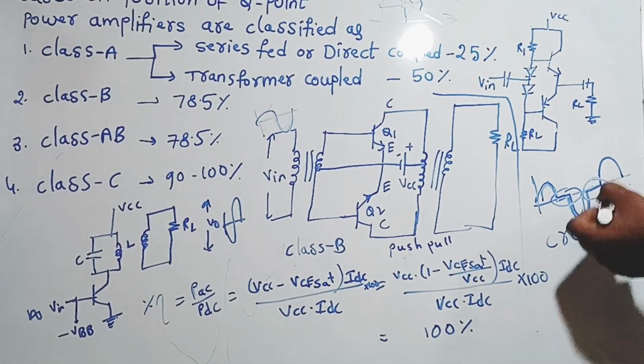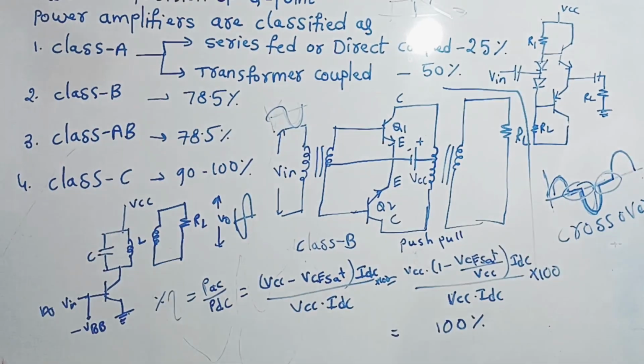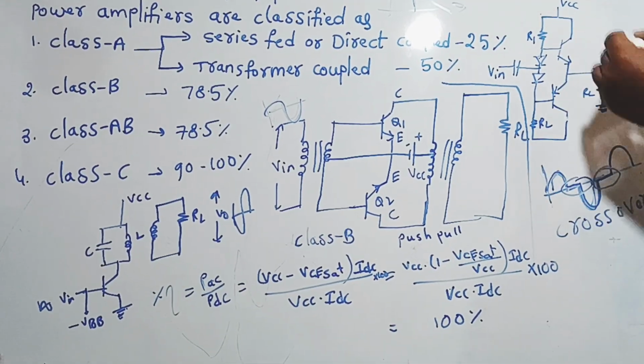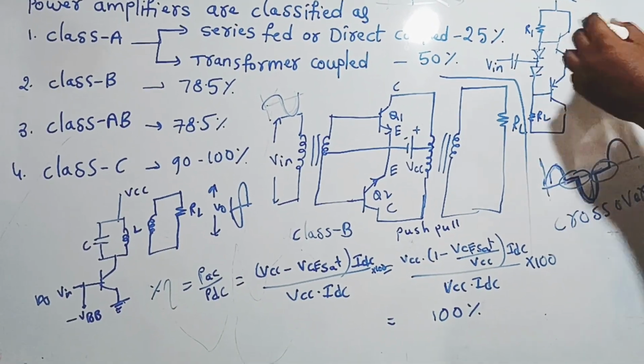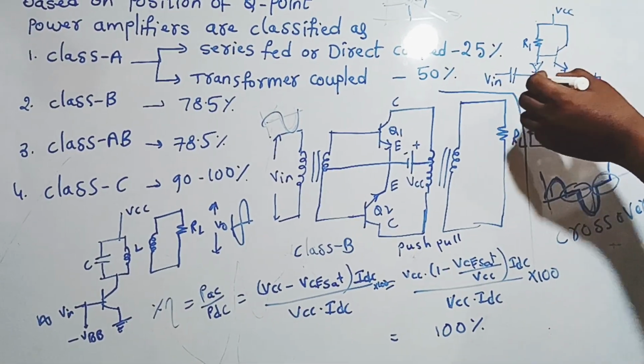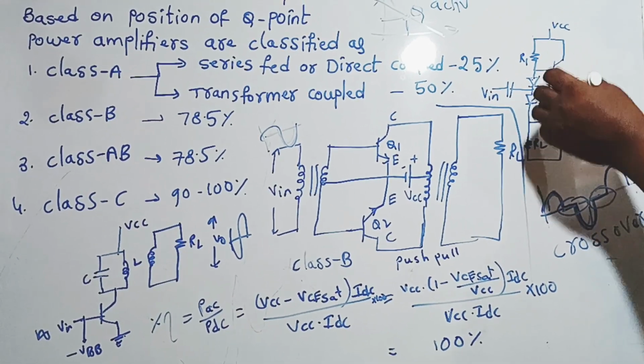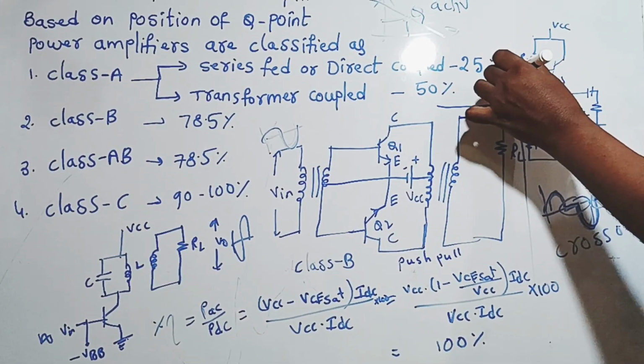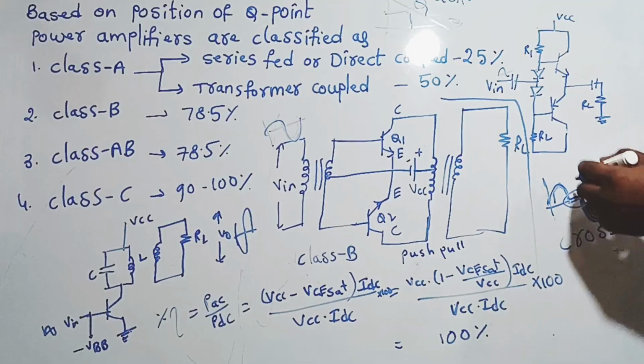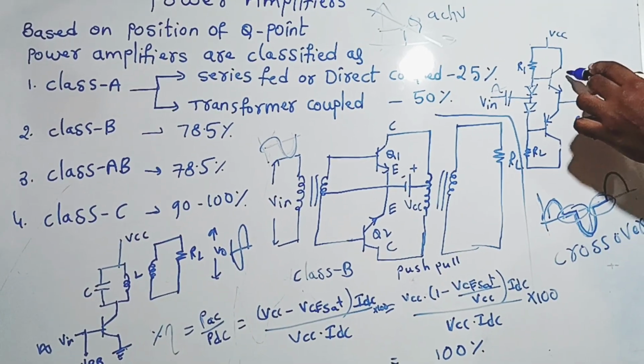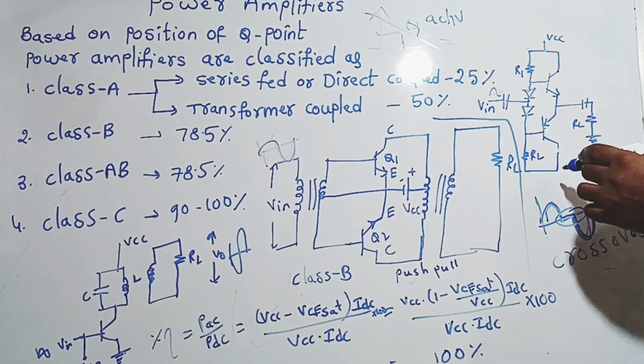So this can be overcome by class AB power amplifier. This is the class AB power amplifier, again another category. Input signal. Here we are using two diodes. For each positive peak one transistor will be on. For the negative peak another transistor will be on. This is the NPN, this is a PNP transistor.